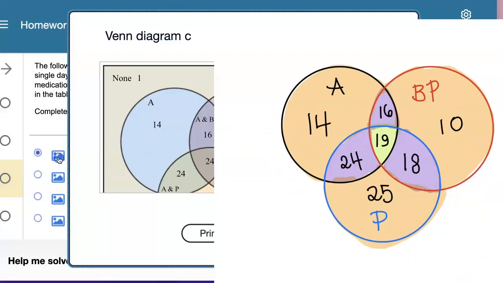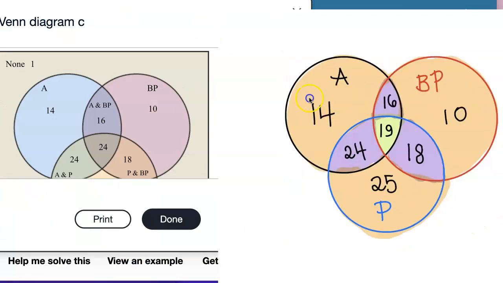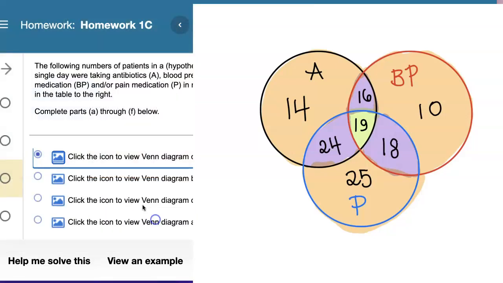You have to click through all of them. The first one that I opened up has 14, 16, 10, 24, 9. Wrong. I do not have 19 there. Then this one right there has 24 there. So that's wrong. So not that one.